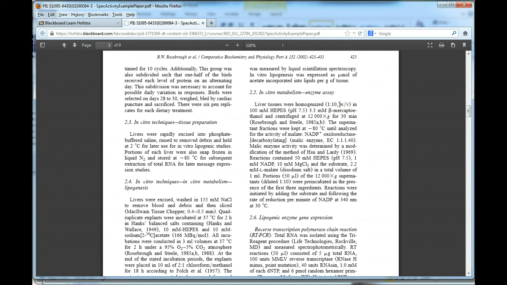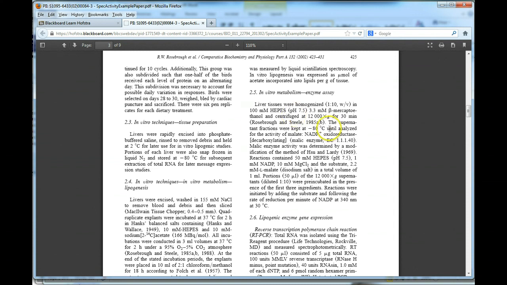So they made their homogenates a little bit differently, a little more concentrated than we made ours. And they made it in 10 millimolar HEPES, and HEPES is just a buffer. It's not herpes, it's HEPES. Like I said, it's just initials that stand for some buffer. It's a little more complicated than sodium phosphate, but in principle it's the same.